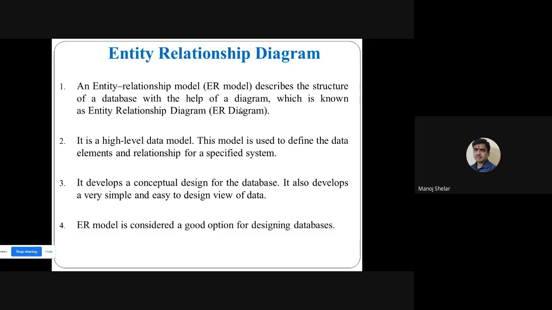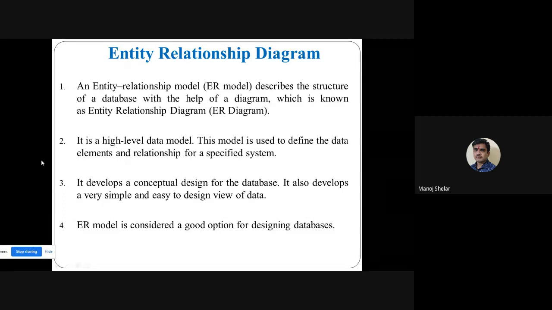Suppose we draw a diagram of any system, for example a college management system. The diagram covers some entities. For example, college is one entity, student is one entity, faculty is one entity, and department is one entity. So an entity relationship model describes the structure of a database with the help of a diagram, known as an entity relationship diagram.